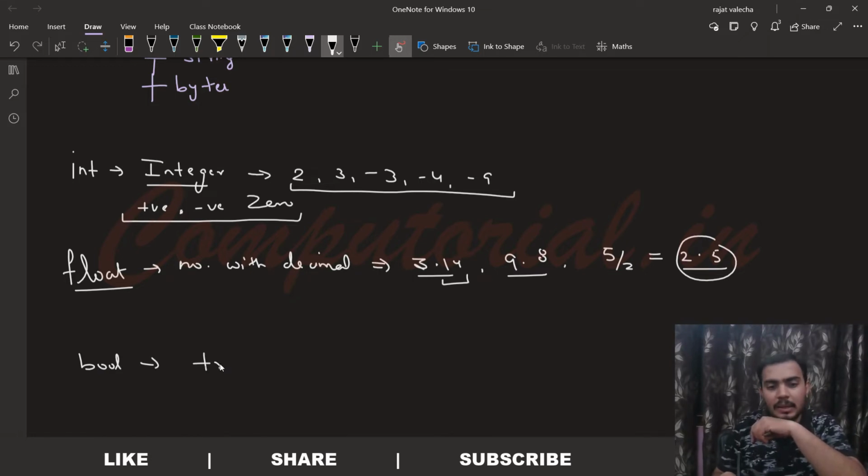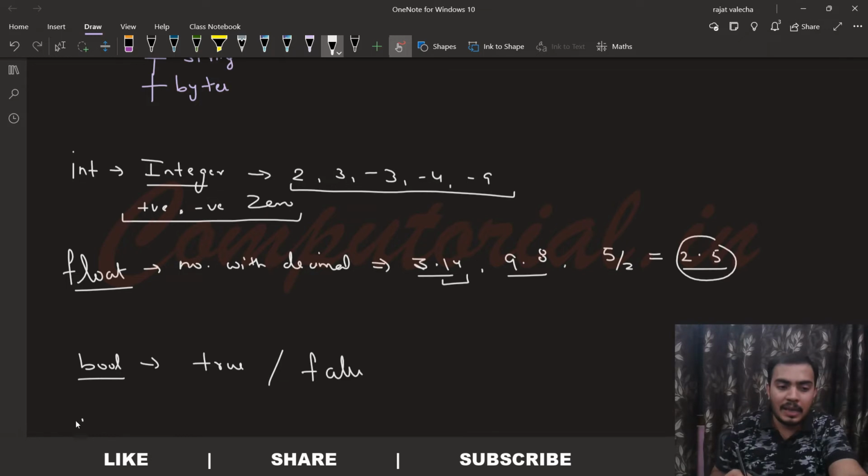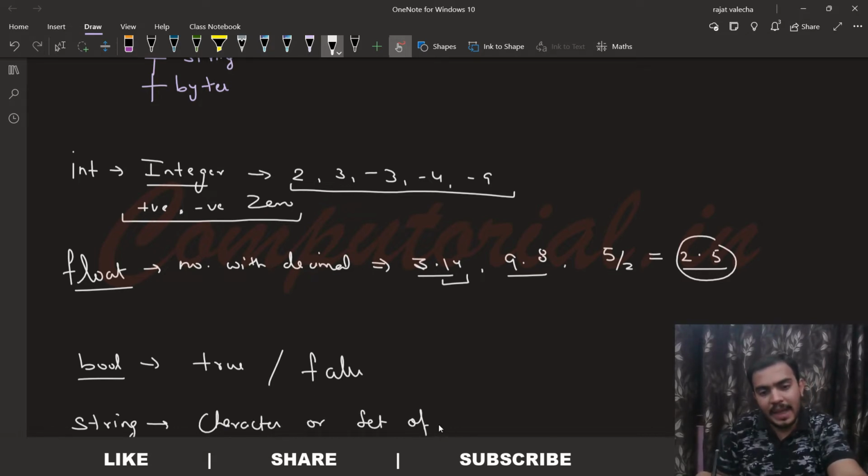If we are storing a value in two states, that is true or false, for such a case we will use the bool type. Next we have string. When you have characters or a set of characters, it is called a string.